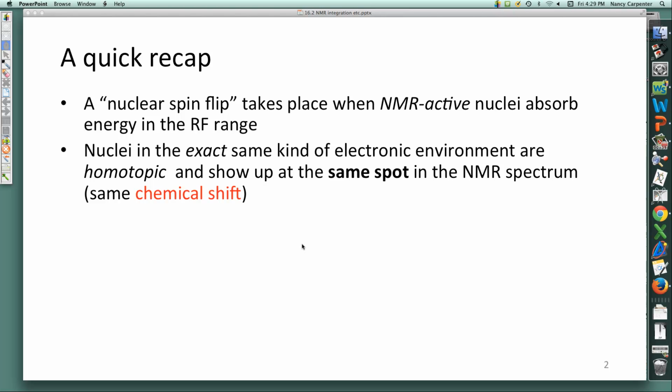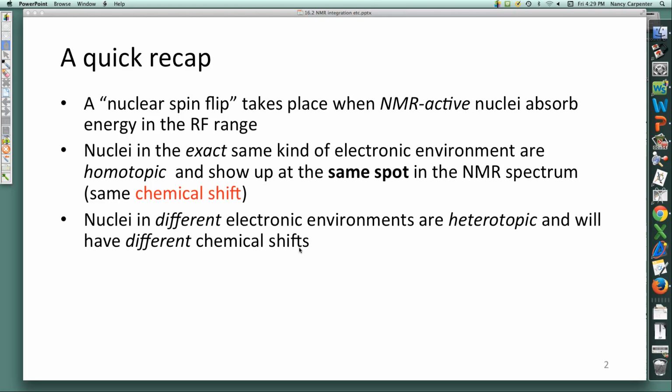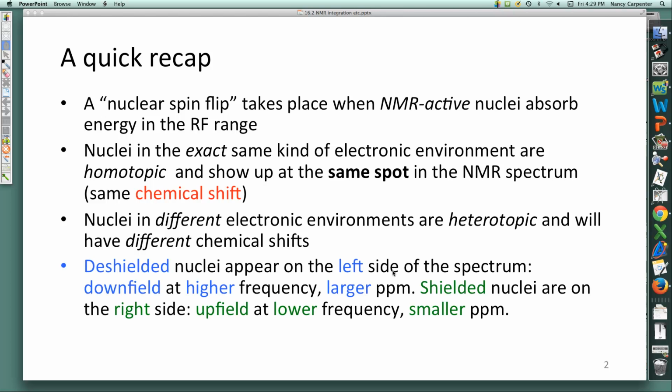The absorption of energy results in a spectrum, and the important thing is that those nuclei that are in exactly the same kind of electronic environment show up with exactly the same chemical shift. If they're in different electronic environments, they show up with different chemical shifts in different places on the NMR spectrum. And that's summarized in this bullet point.